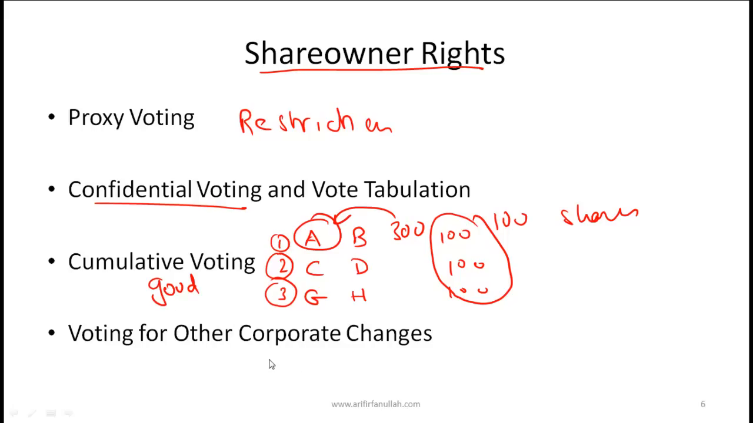In terms of voting for other corporate changes, what we must do is determine whether shareholders can approve changes to corporate structures and policies that may alter the relationship between the shareholders and the company. So clearly, anything that gives power to the shareholders is considered good. If shareholders don't have the power to vote for other changes, then that is bad from a shareholder perspective.